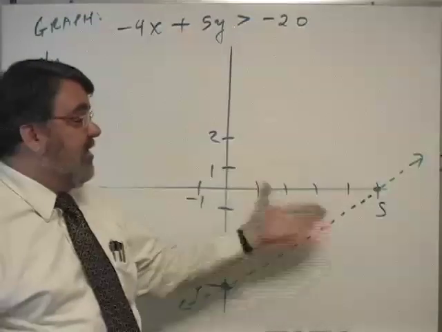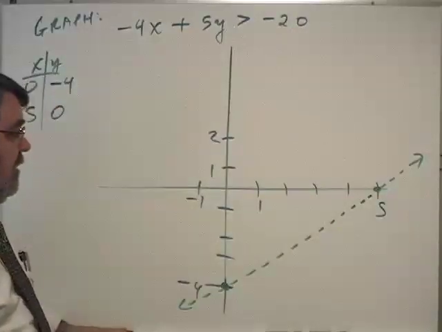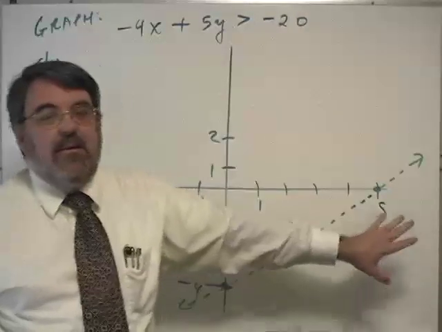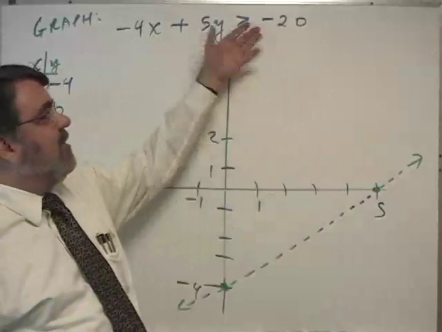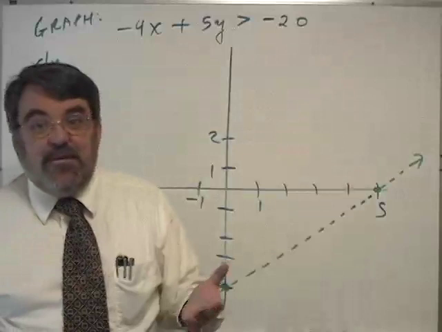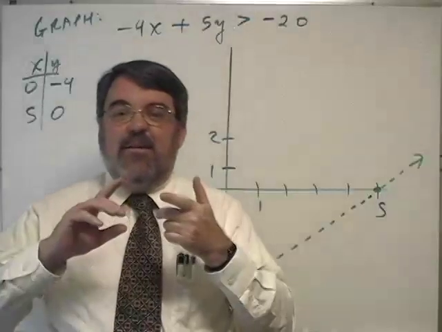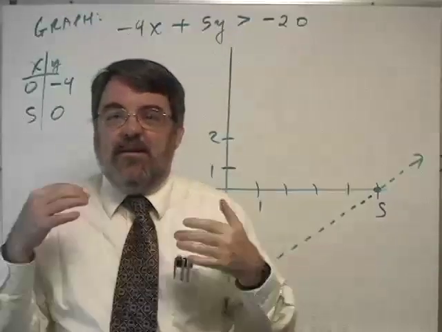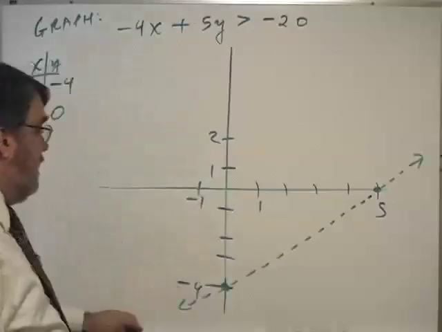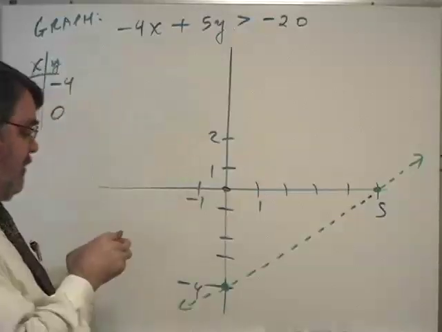Alright, now the line represents equal. We want to know what side of this graph is greater than negative 20. And the nice, wonderful thing about this is that the line divides the whole plane into two simple parts. On one side, this is greater than negative 20. On the other side, it's less than negative 20. Your job is to figure out which side is which. And we can do that quite simply by just looking at one test point. Now, a test point is a number that's not on your line. And the easiest test point to pick in this case would be the origin, 0, 0.